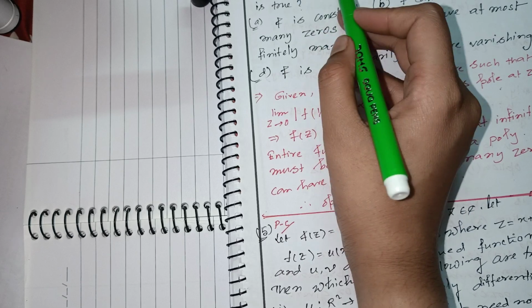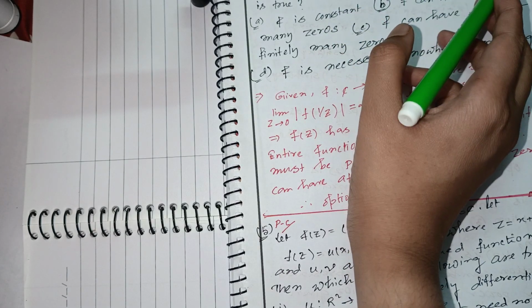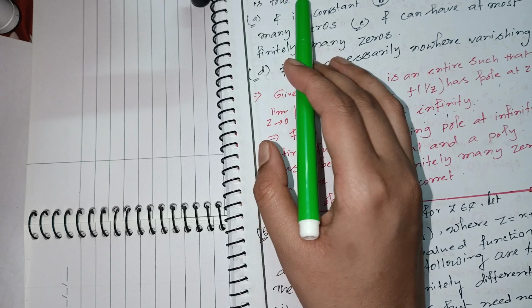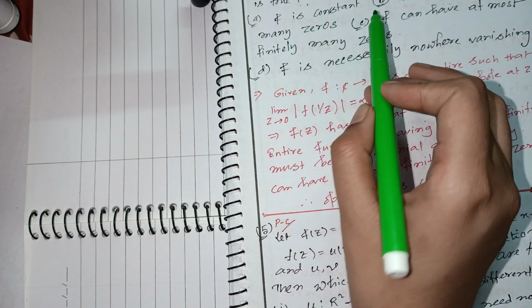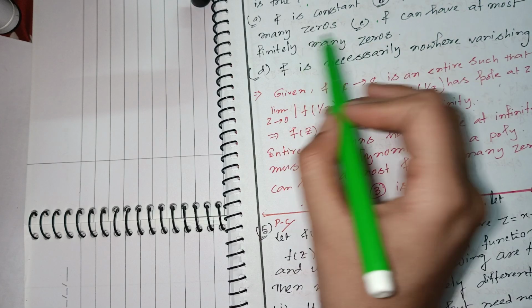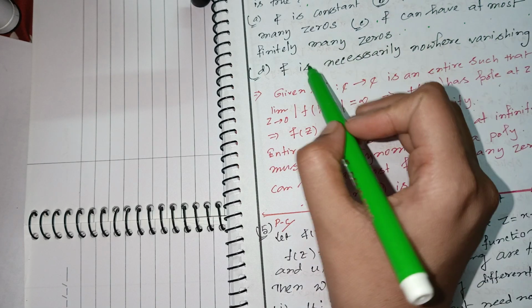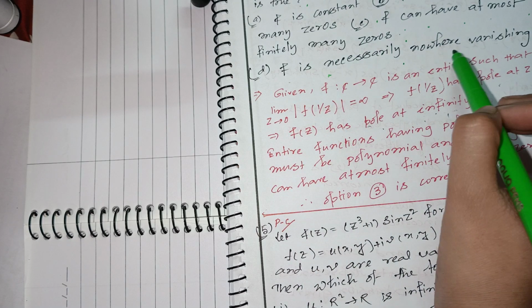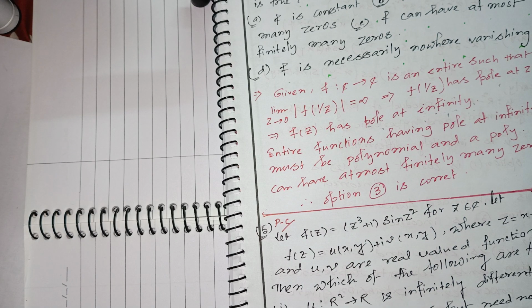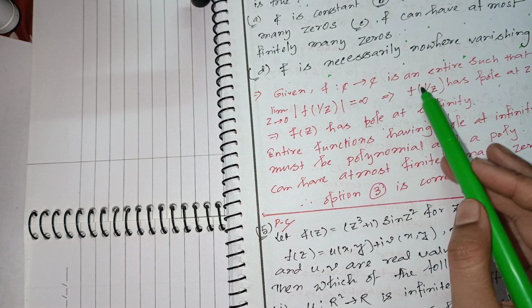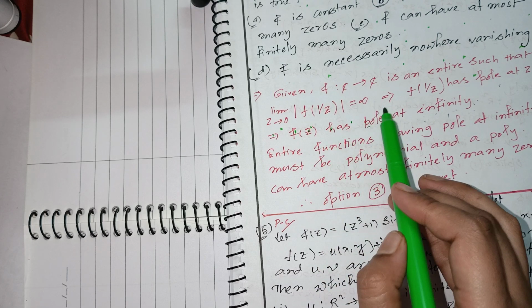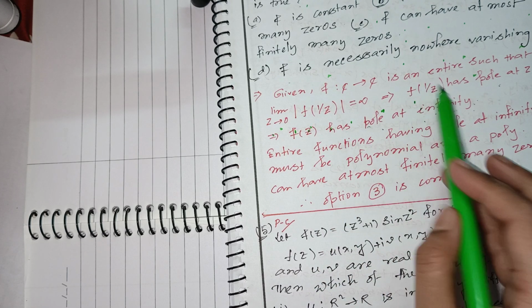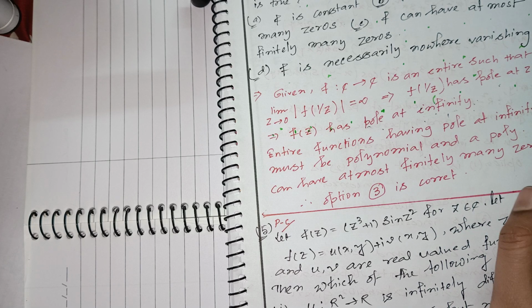Next question, let f from C to C be an entire function such that limit z tends to 0 of mod f of 1 by z is equal to infinity. Then which one of the following is correct? f is constant, f can have infinitely many zeros, f can have at most finitely many zeros, f is necessarily nowhere vanishing. Okay, so given f is entire such that limit z tends to 0 of mod f of 1 by z is infinity, that implies f of 1 by z has a pole at z equals 0.